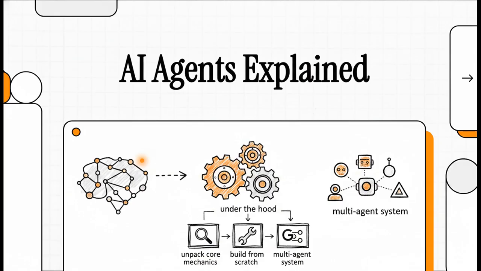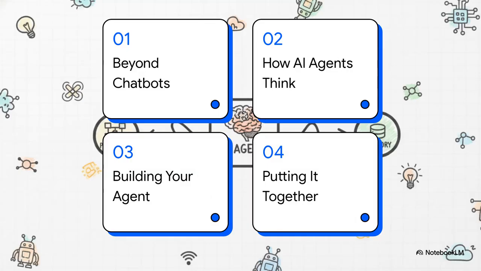We're going to unpack the core mechanics of how these systems think, and then we're going to build a highly robust multi-agent system completely from scratch using Google's SDK. So here's our roadmap for today. First, we'll look beyond traditional AI chatbots. Second, we'll explore how AI agents actually think. Third, we are building your very first agent. And fourth, we'll put it all together into a working application.